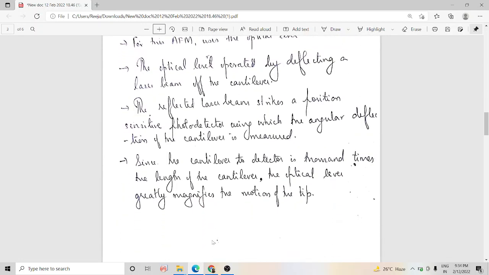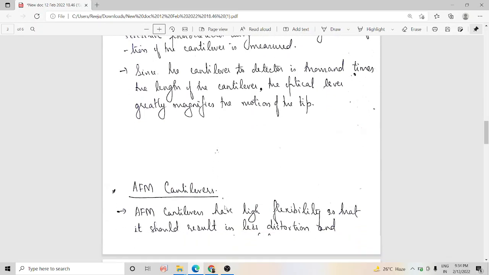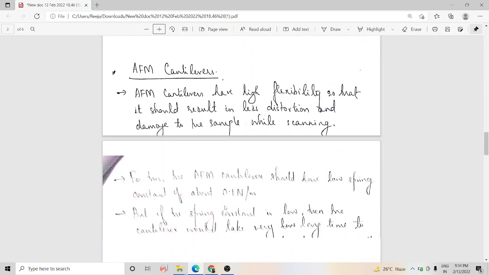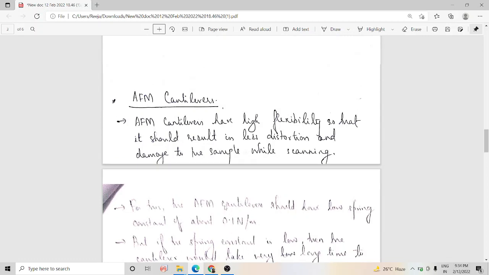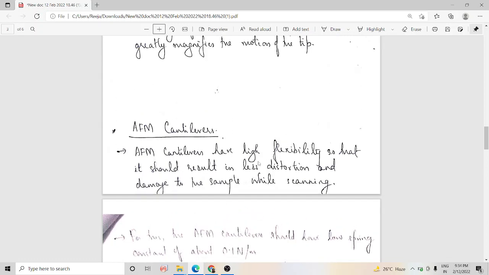Since the cantilever to detector distance is 1000 times the length of the cantilever, the optical lever greatly magnifies the motion of the tip. This is what I told you. Even a very small deflection or motion of the tip can be detected in the detector. The next refinement which helps to attain a very low resolution in the AFM is the mode in which the AFM cantilevers are made. The mode in which means the size of your AFM cantilever.